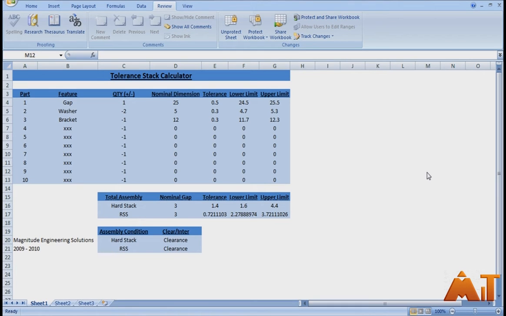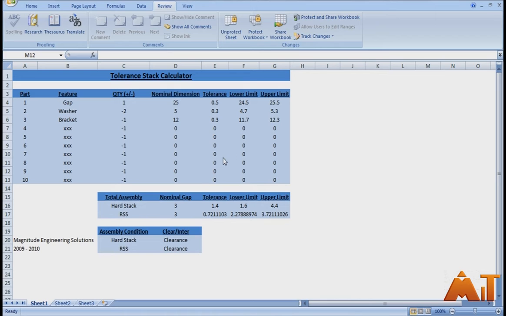In this tutorial, we're going to be going over tolerance stacks. Now, what I've done is I've created a tolerance stack calculator. It's an Excel file that's found on the DVD, and what you can do with this is I've already put in all the calculations and all the formulas and everything.